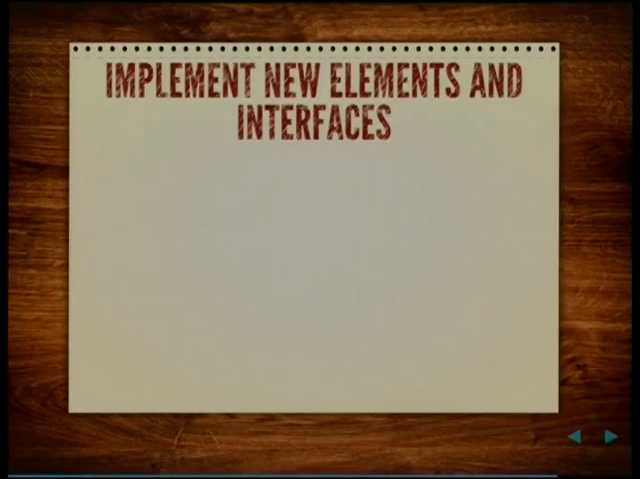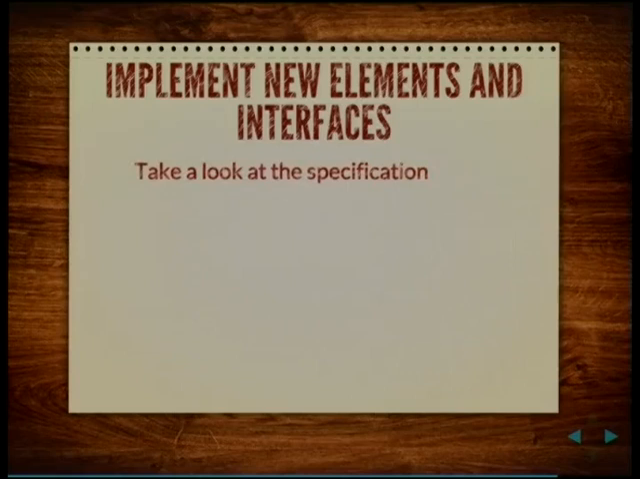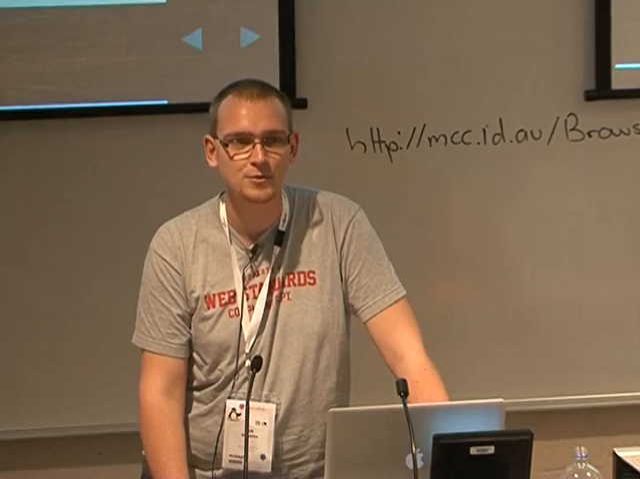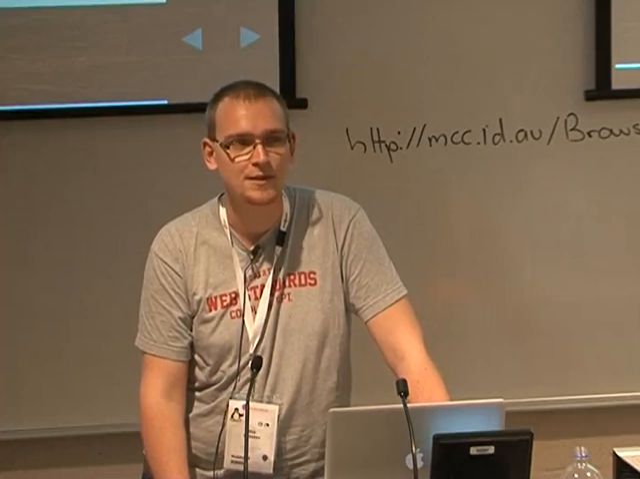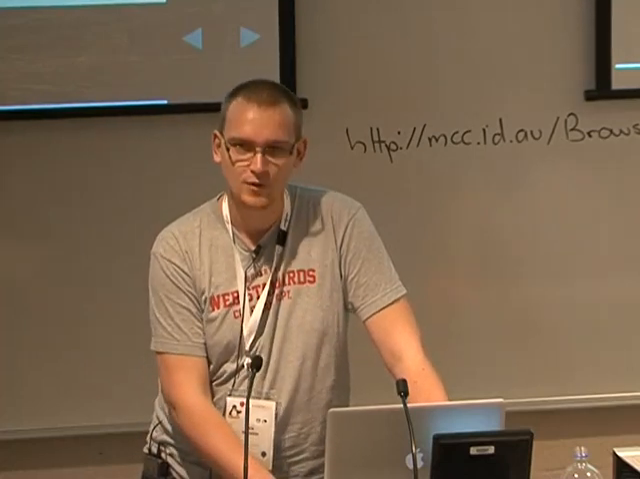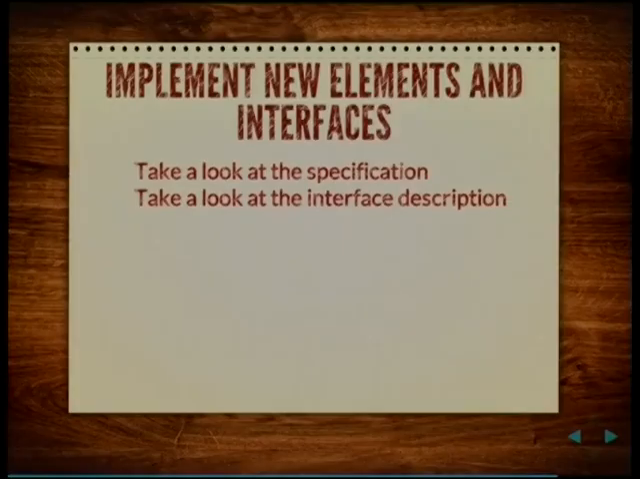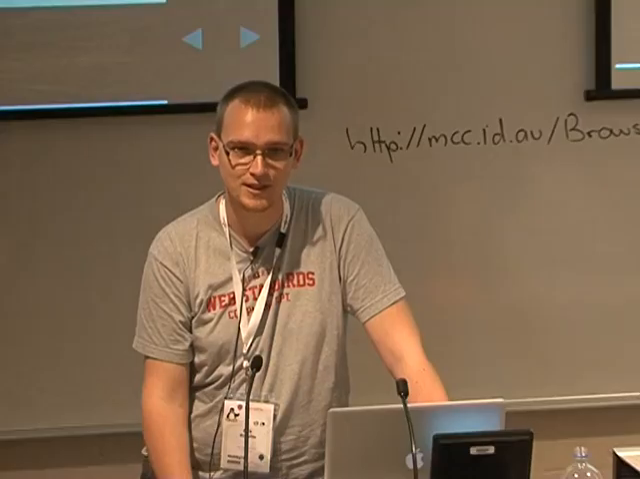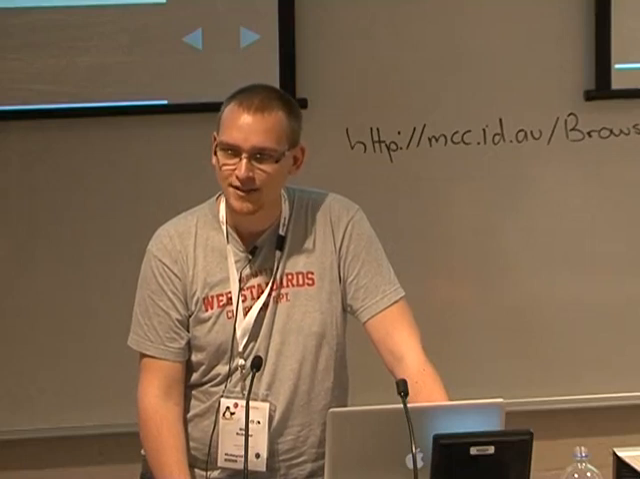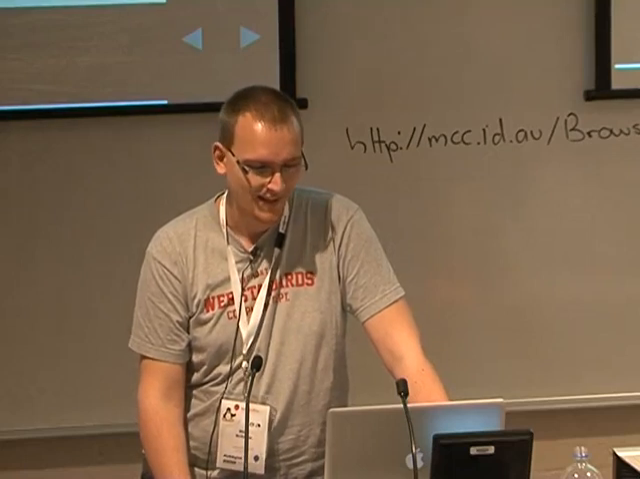So if you want to create a new interface, a new element in WebKit, then the first thing you should do is take a look at the specification, read what is expected from the implementation. Then if you implement an interface or an element, there's most likely an interface description. This interface description is written nowadays in WebIDL, so we have a talk about WebIDL later this day.